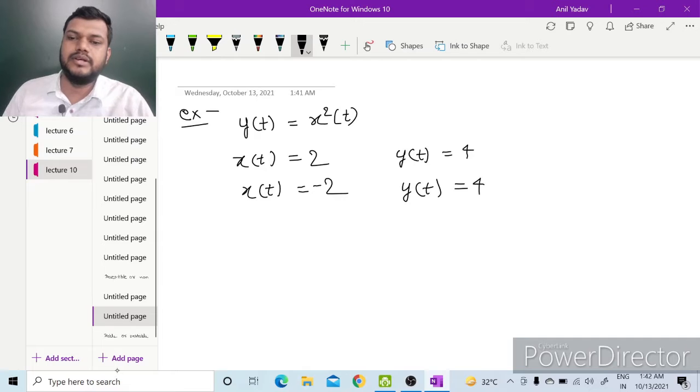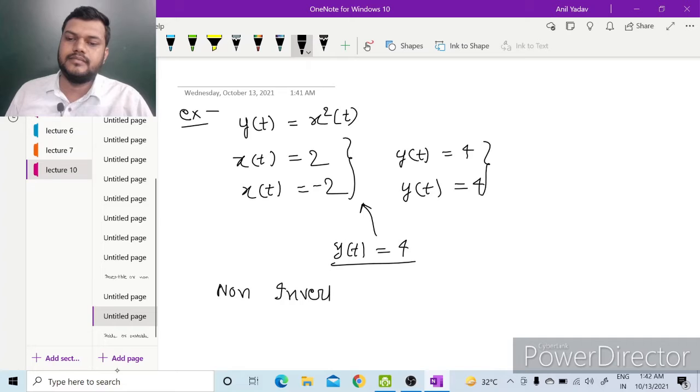So these two different inputs have the same output. Means by seeing the output, let us say we know the output is 4, then we can't say what the input was, whether the input was 2 or minus 2. So the system is non-invertible. For a system to be invertible, every single input should have a distinct output. But if any two inputs have the same output, then the system becomes non-invertible. Let us see another example.